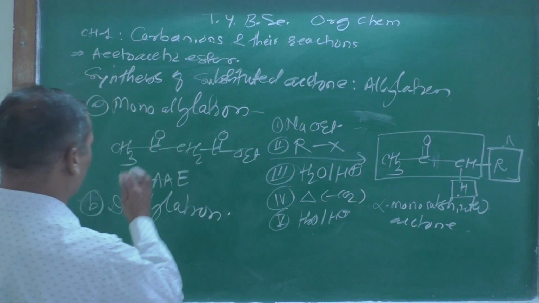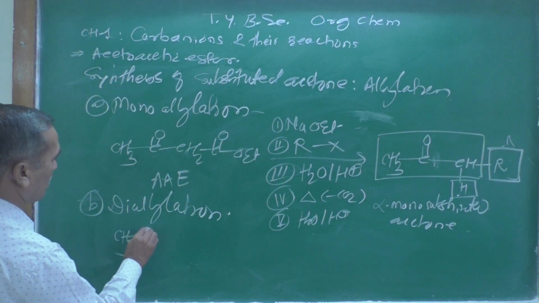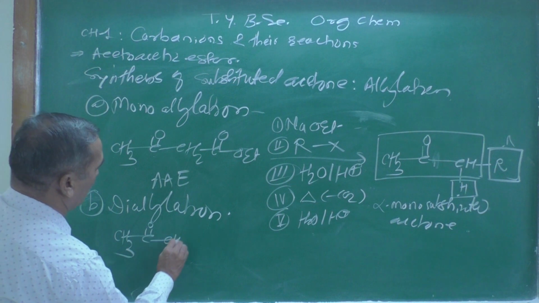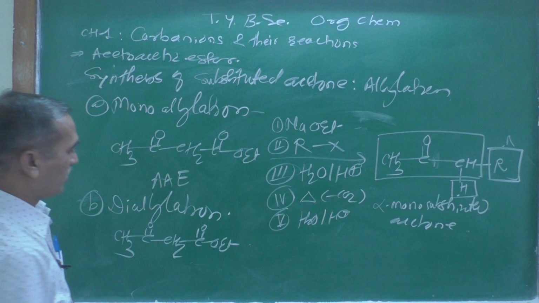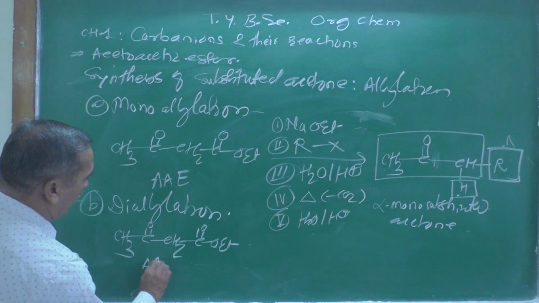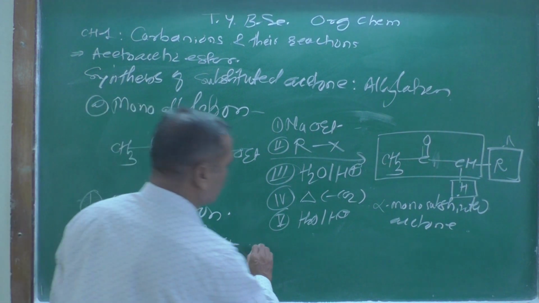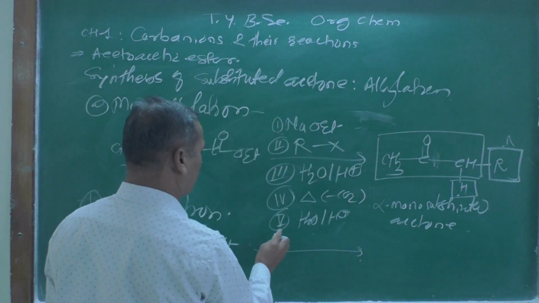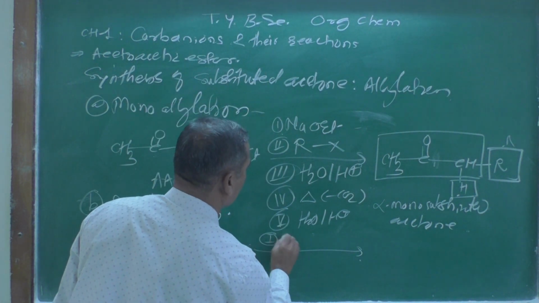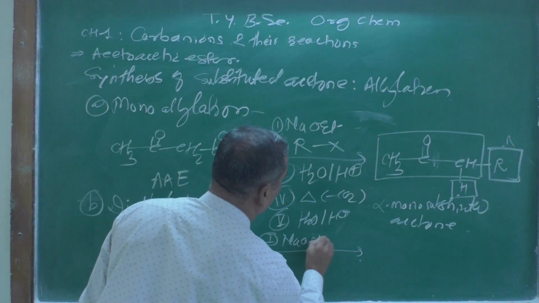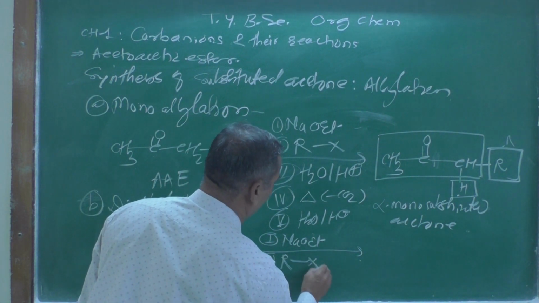disubstituted acetone. And let us see here, the starting compound is the same, CH3 C double bond O, then CH2 C double bond O OEt. This is again acetoacetic ester, once again, then use the same reagent. Number one is the first one, sodium ethoxide NaOEt, second one will be the alkyl halide RX.